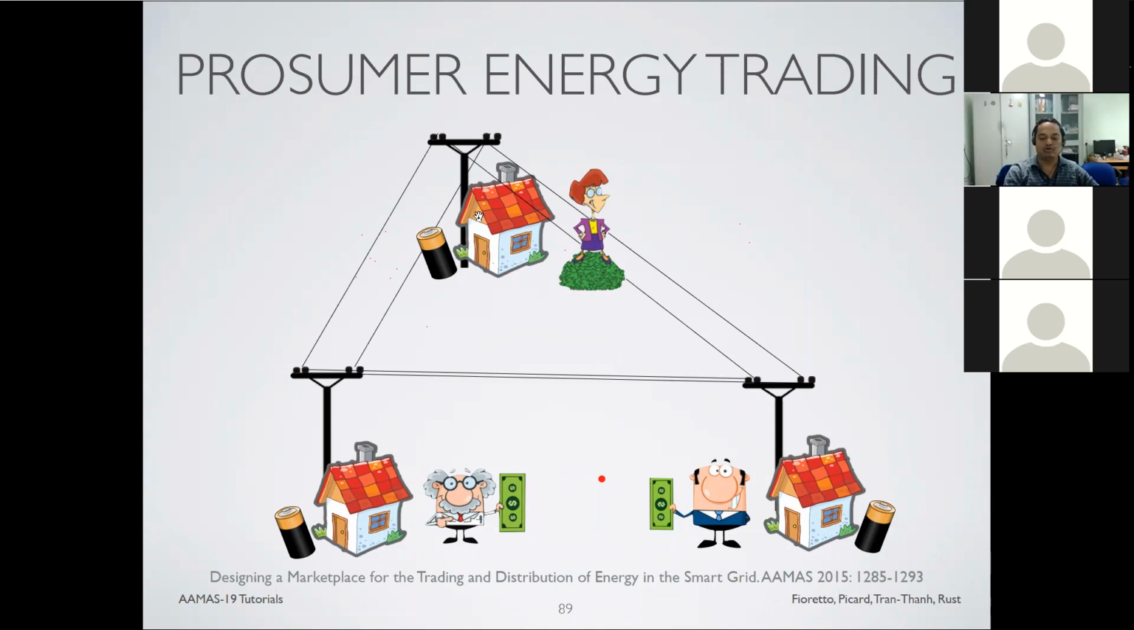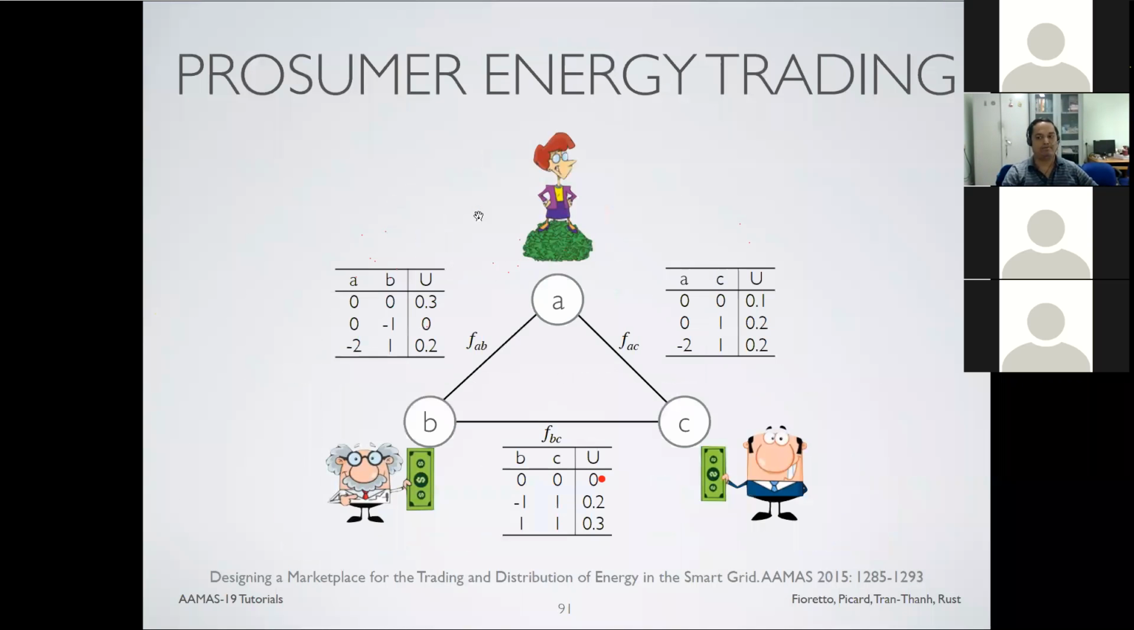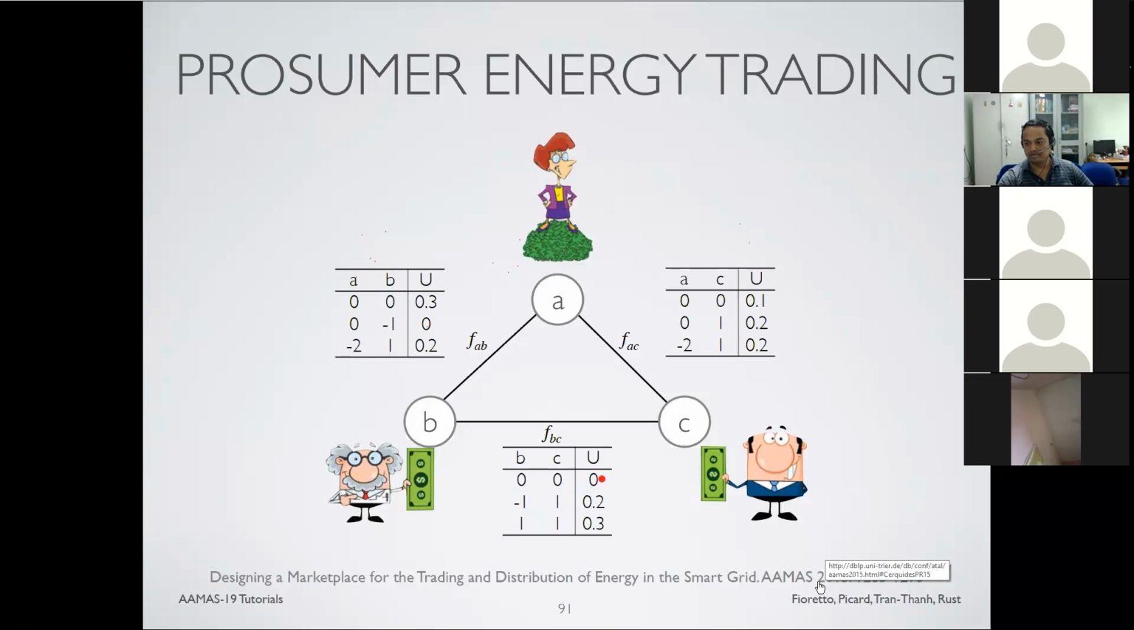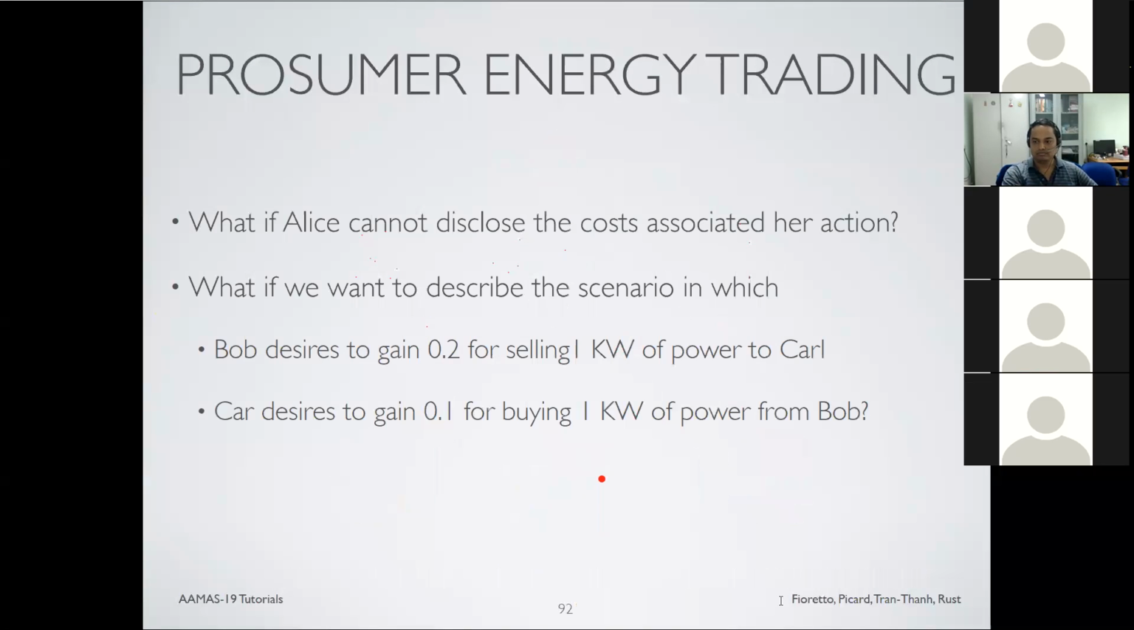So you need to find some kind of trade-off, what amount of electricity you will produce and what amount you will consume yourself, to maximize your profit, to maximize the utilities. So this can also be modeled as a DCOP problem. If you are interested, you can find the paper from AAMAS 2015, Designing a Marketplace for Trading and Distribution of Energy in a Smart Grid.